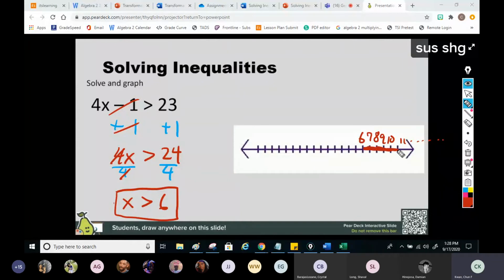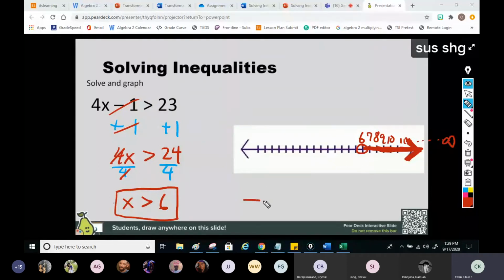That's why you have to shade the right side and all the way to infinity, okay? Because every number after 6, all the way up until infinity, they are all greater than 6. That's why you have to shade to the right. Make sure you have an arrow. The arrow tells you that it goes to infinity. And then on the 6, you do not have the equal to. If you don't have the equal to, you will put an open circle.